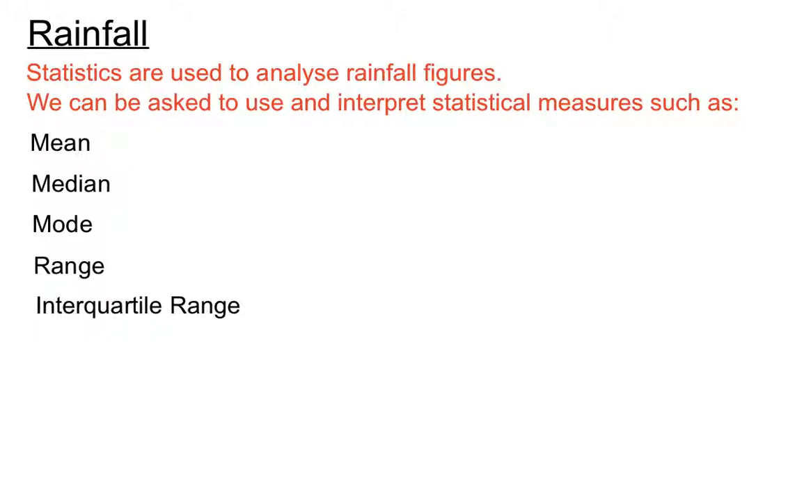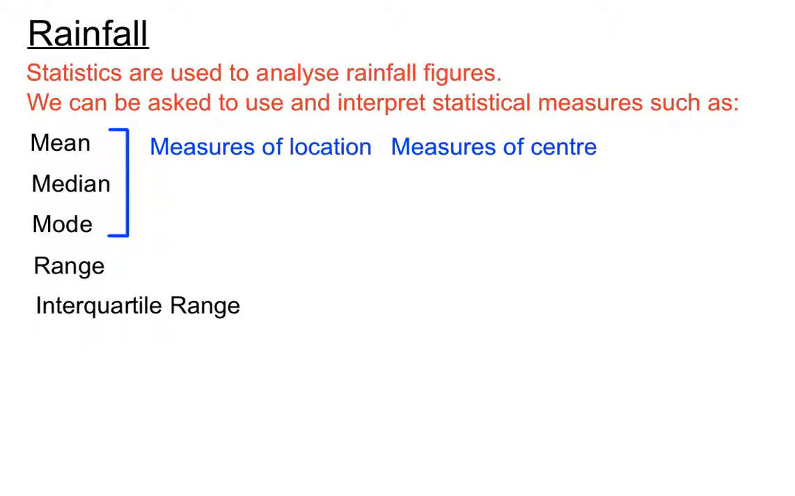Now we won't go into each of those and the ways to calculate them, because there are separate videos on that in the statistical section of the website, so have a look at those if you've forgotten how to do the calculations. But we'll remind ourselves that the mean, median and mode are all statistics called measures of location. They're measures of the center of a bunch of scores, in this case rainfall figures, and we look for the measures of center so that we can find some sort of a typical score.